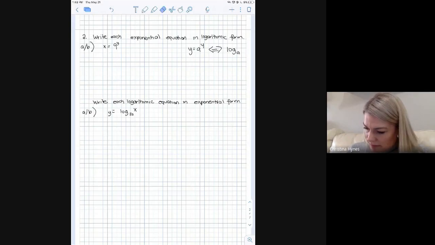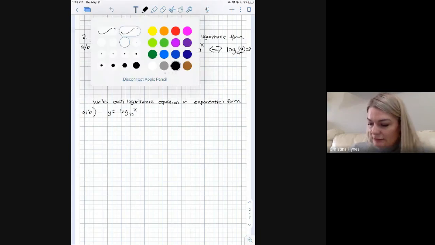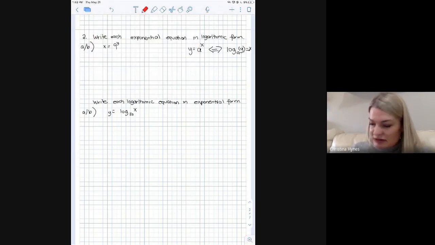Oh, that should be an x. There you go. A to the power of x. So y equals a to the power of x is the same as saying log base a of y, and that should equal x. So this is how you change an exponential to a logarithm. So as long as you remember this, it will make it easier. Or, well, just refer to it. You don't have to remember it.